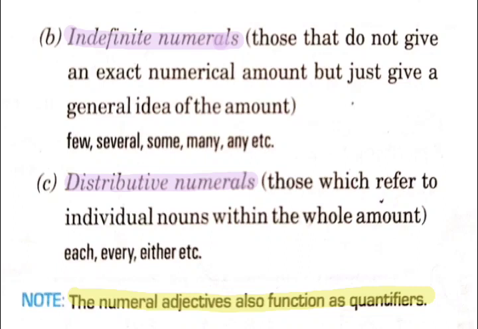We just have a general idea that what amount it would be. Okay. And third and the last is distributive numerals, which tell us about the distribution of something from the whole group. For example, each, every. So they tell us amount in comparison to the whole group. Okay. So students, you must know that numeral adjectives also function as quantifiers.